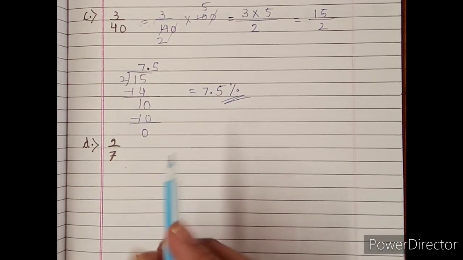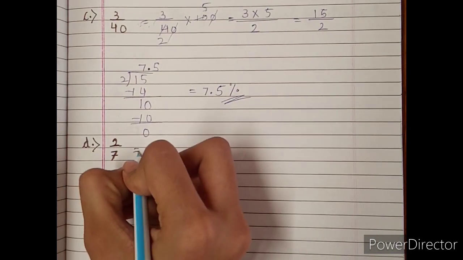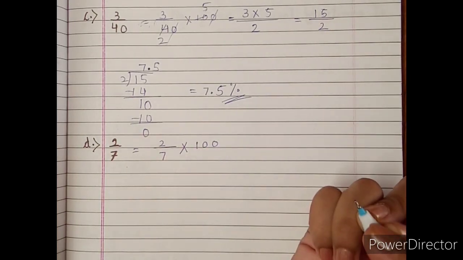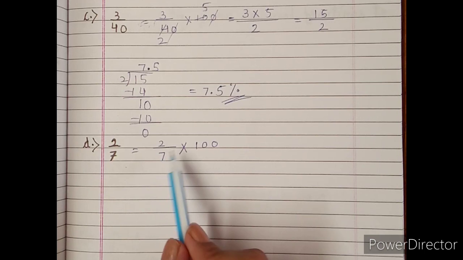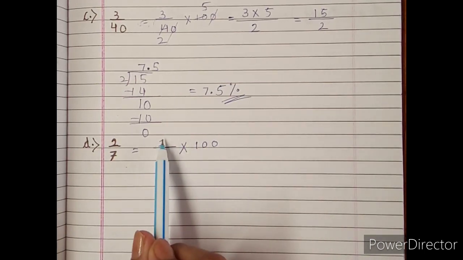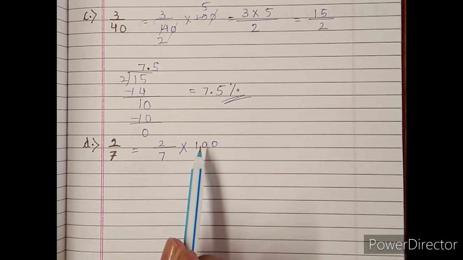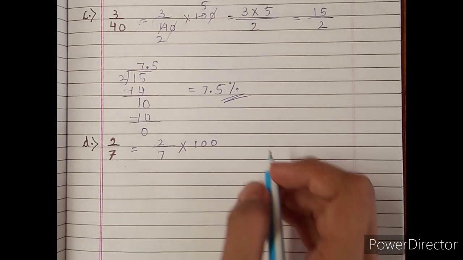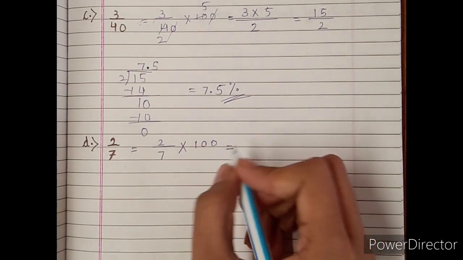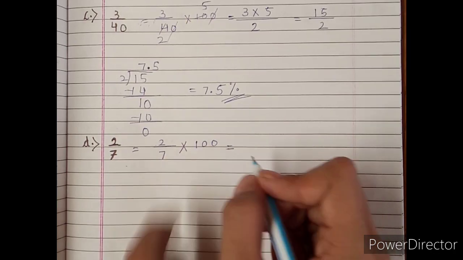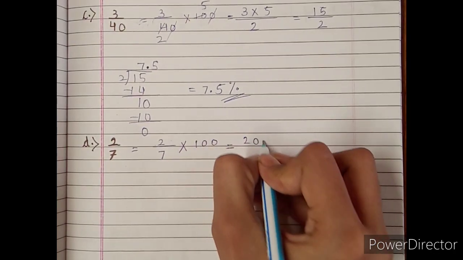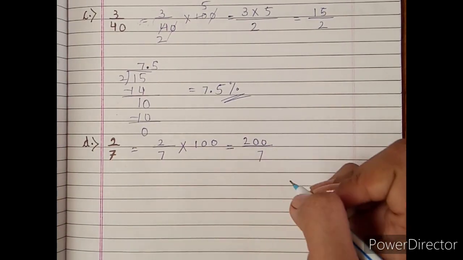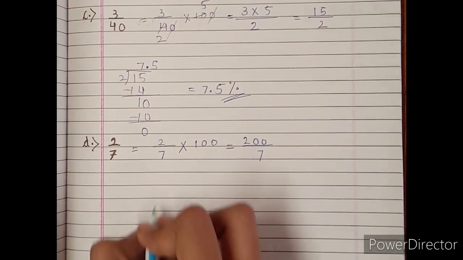So we have to multiply 2 upon 7 with 100. So we'll write 2 upon 7 multiply by 100. Now this cannot be cut. So we have to multiply 2 and 100 and then divide that answer with 7. So 2 multiplied by 100 is equal to 200. 200 upon 7. So we will divide 200 by 7.